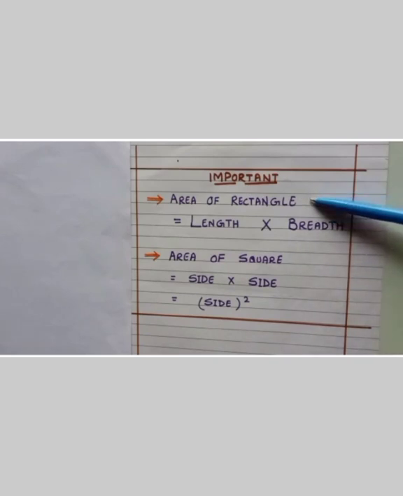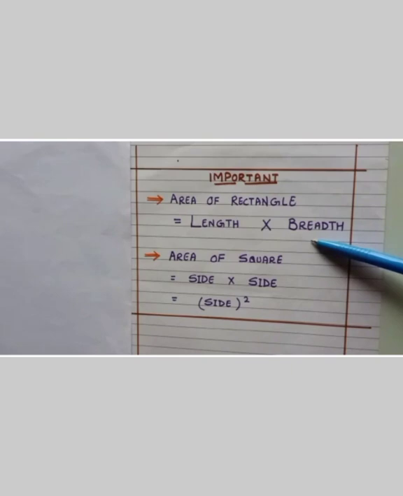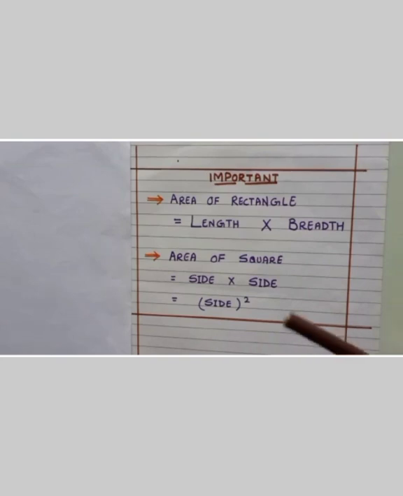Now area of rectangle, formula is length into breadth. Length of the rectangle into breadth of the rectangle. And area of square is side into side, that is side square. These formulas you already studied and you know also. Just copy down before starting the word problem. In one box you can copy down this. Then we will start the word problem.